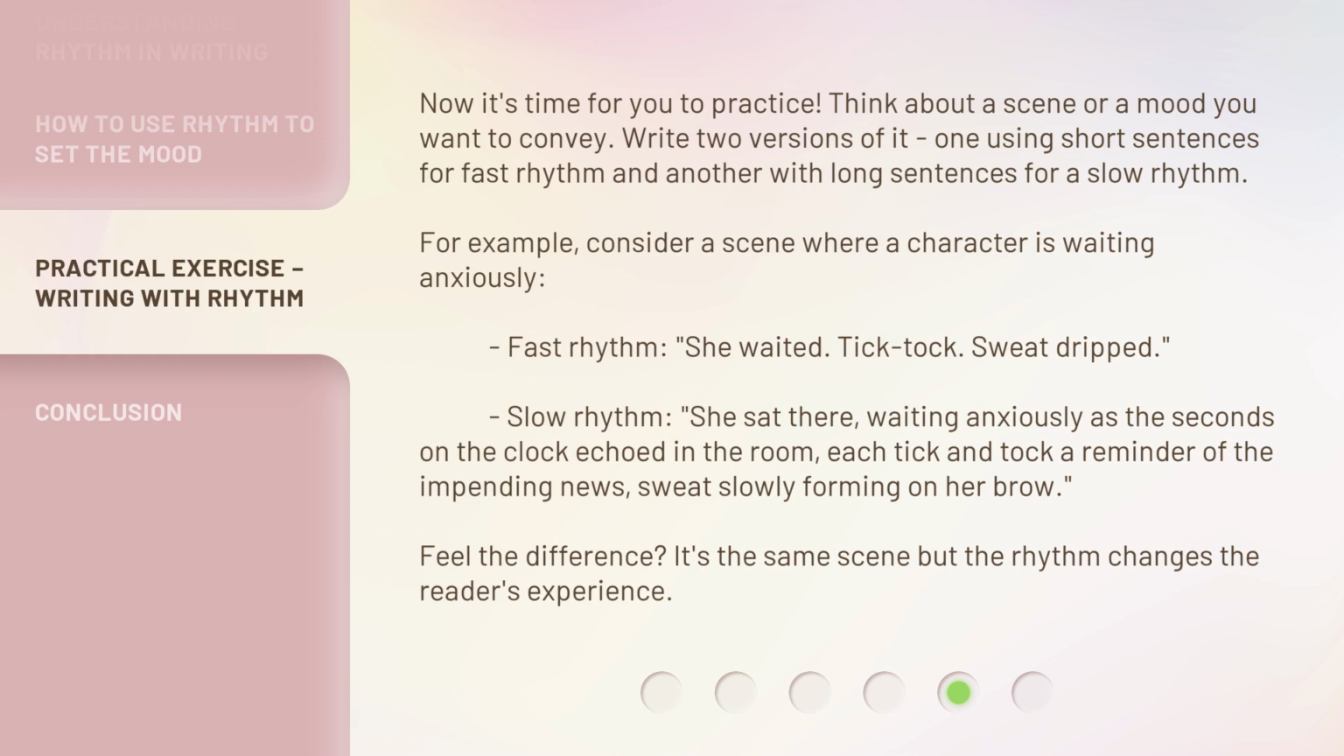Fast rhythm: She waited. Tick-tock. Sweat dripped. Slow rhythm: She sat there, waiting anxiously as the seconds on the clock echoed in the room. Each tick and tock a reminder of the impending news, sweat slowly forming on her brow. Feel the difference? It's the same scene but the rhythm changes the reader's experience.